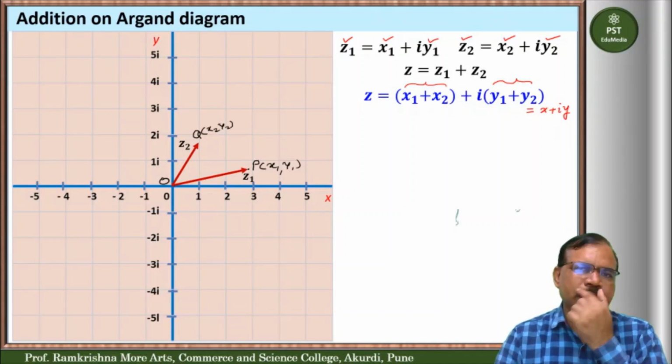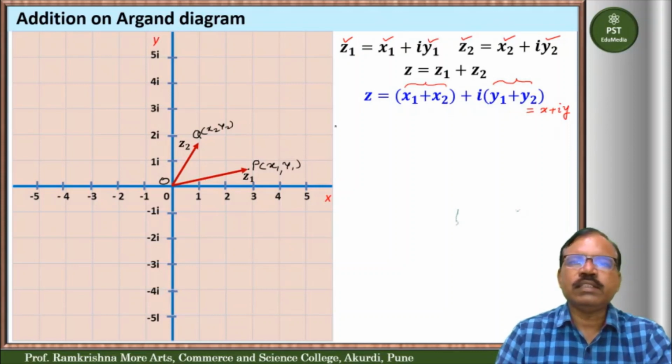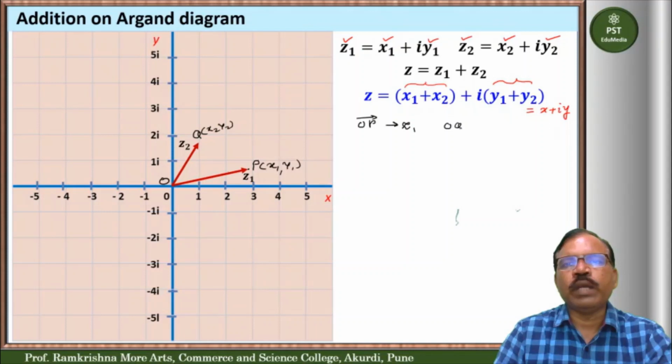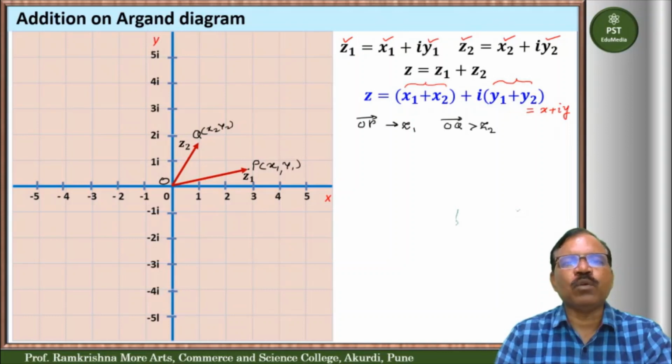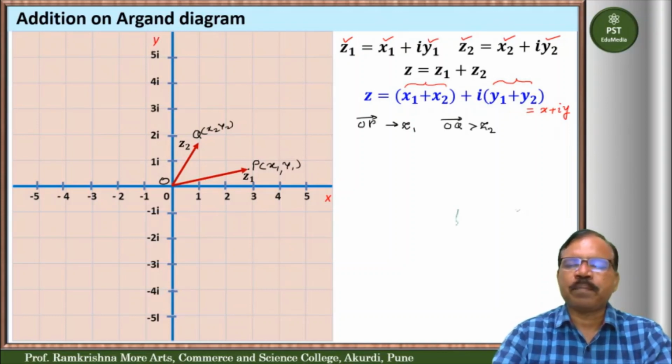Now we have to take the addition of these. Since the OP vector represents complex number Z1 and the OQ vector represents complex number Z2, we can take vector addition. So how can we take vector addition? We take a vector parallel to OQ and start from the tip of OP, that is from point P. So we can do it like this.